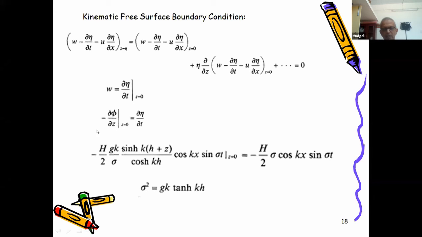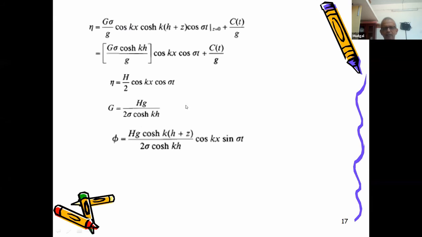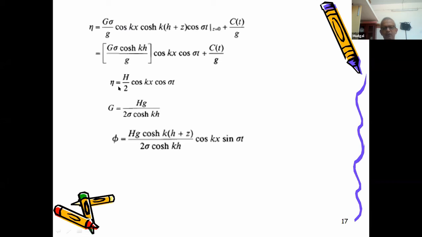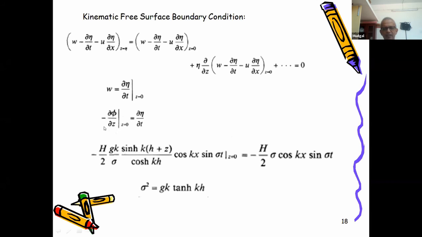So substitute this. Here you now have a function of phi, del phi by del z, and del eta by del t, and you have the expression for eta. So take this eta and phi, differentiate phi with respect to z, and differentiate eta with respect to t, and equate it. You will get the final solution as sigma square is equal to gk into tanh of kh. So this is the all important dispersion relationship.